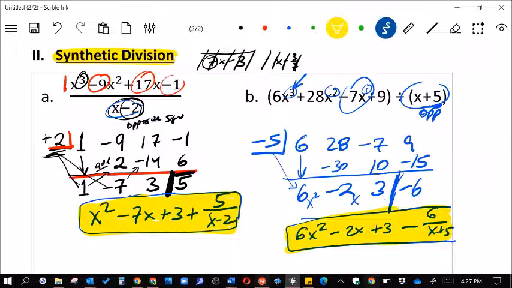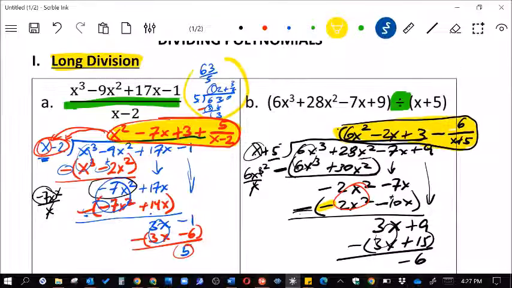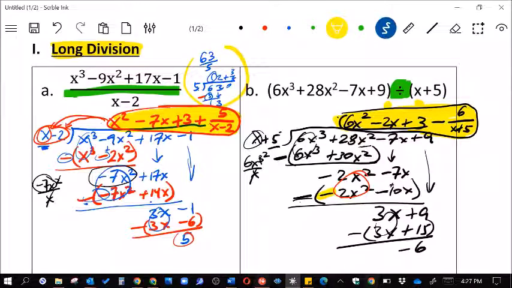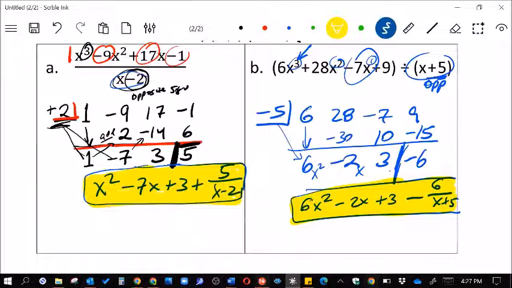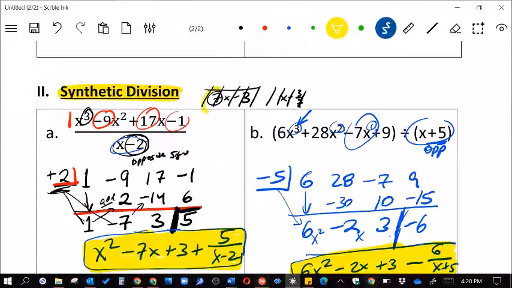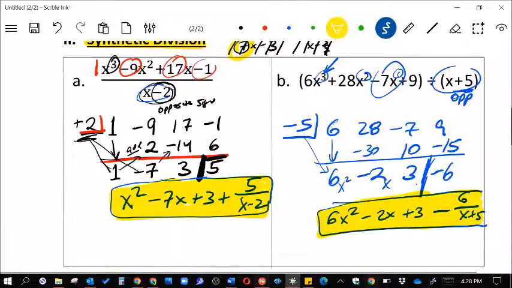All right. Now notice then that's the same answer as this one above here, the -2, the 3, the -6 over x plus 5. Okay. So synthetic division and long division could be used interchangeably, except that, like I said, this kind of a setup would make it more difficult for synthetic division, a lot more difficult. And that's how you do long division and synthetic division.